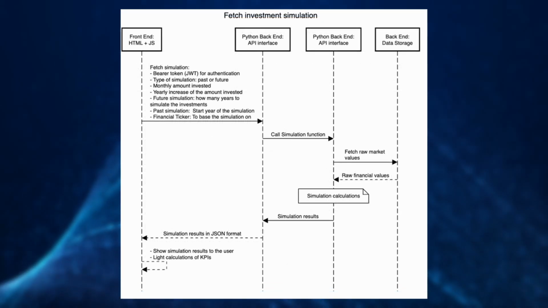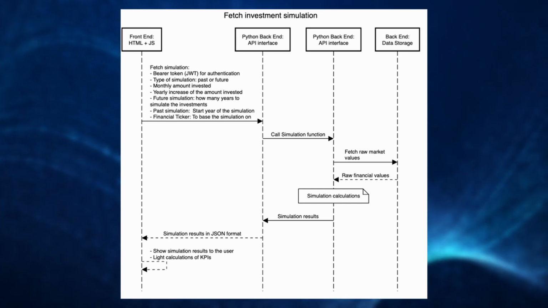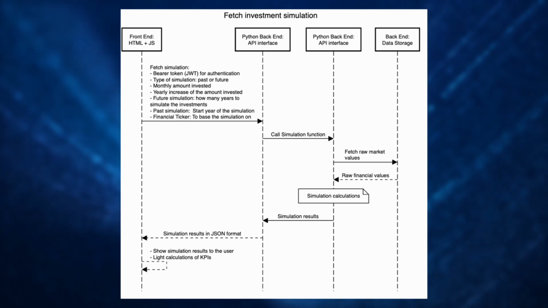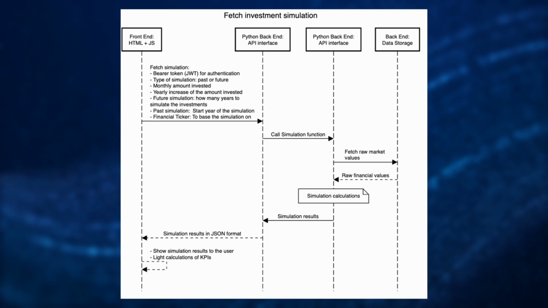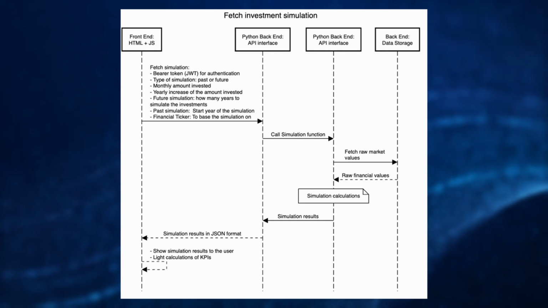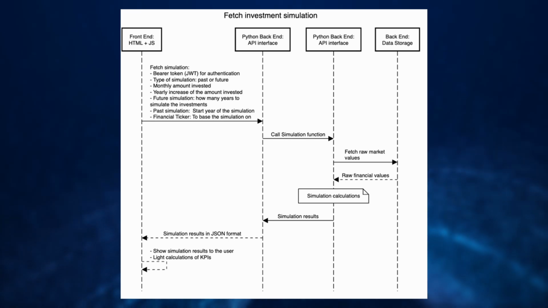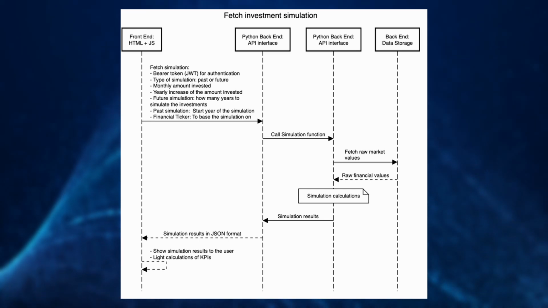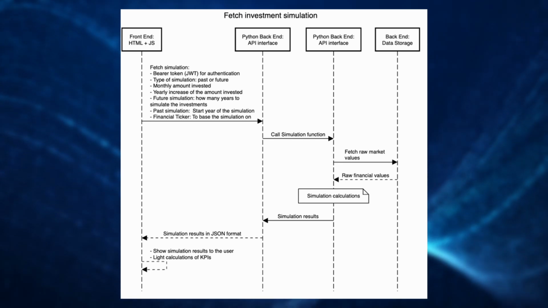The following flow represents how a user can fetch an investment. When the user selects the parameters, the frontend executes an API call. The API call has the following parameters: the JWT token for identification purposes, the type of simulation, past or future, the monthly amount that the user wants to invest, the yearly increase of the amount invested, in case of future simulation, how many years to simulate investing for, or if it's a past simulation, the start year of the simulation until today, and the financial ticker, the investment asset to base the simulation on.